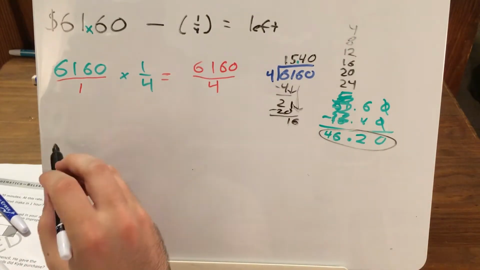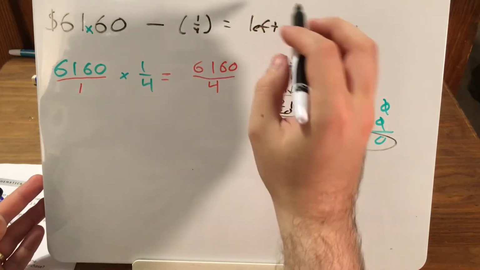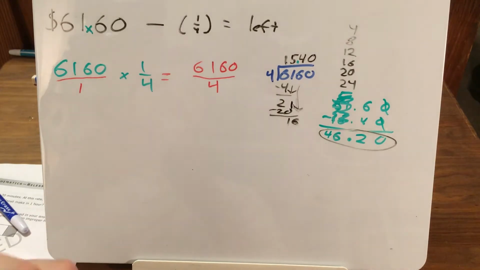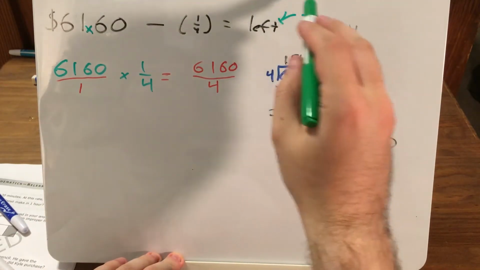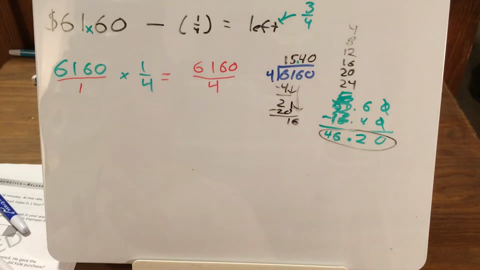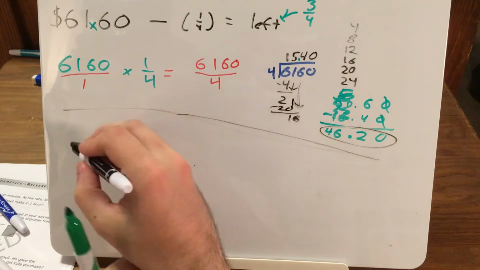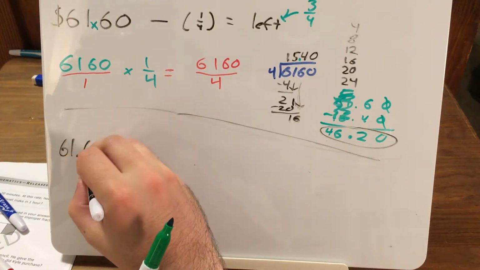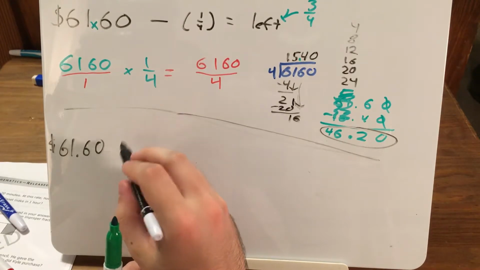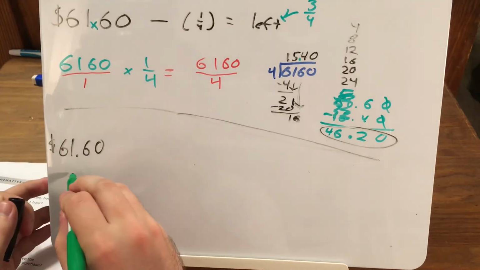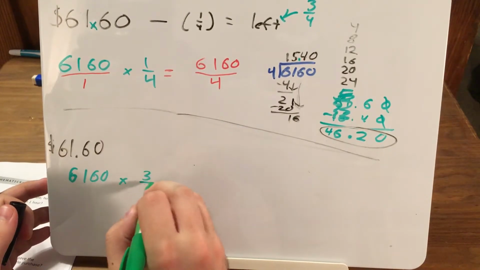But now I'm going to do it the other way, where I'm going to say that since the amount of money that this kid has left, right, his name was Kevin. Kevin has 3/4 of his original money left. So I'm going to say that we can get the same answer by doing $61.60, or 6160 times 3/4.